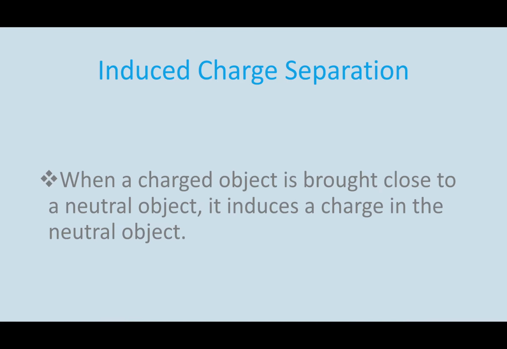In this note, we're going to look at two terms, induced charge separation and grounding. Induced charge separation is the first thing we're going to look at, and this is when a charged object is brought close to a neutral object. When that happens, it will induce a charge on the neutral object. This is similar to charging by conduction. However, the objects are not touching. And this is specifically between a charged object and a neutral object.